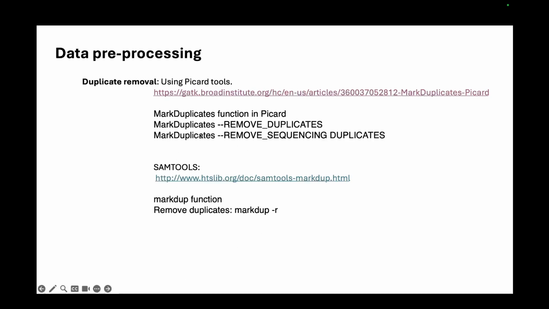You can also use SAMtools. It is another software that is widely used. And the function is markdup. So the command goes like markdup hyphen r, and then your file, and it'll remove all the duplicates that are present in your file. So this was one part of pre-processing, which is duplicate removal.